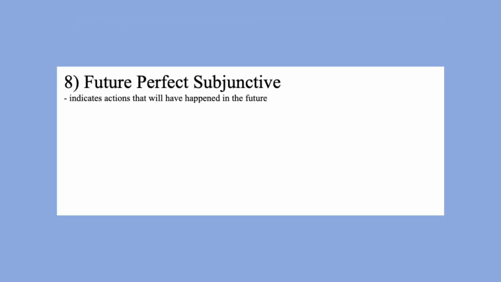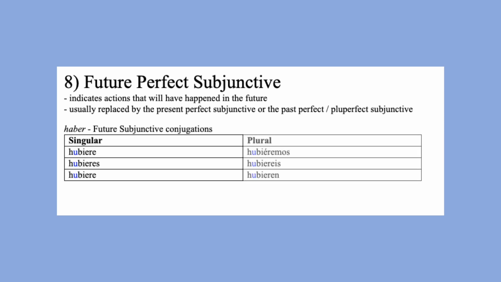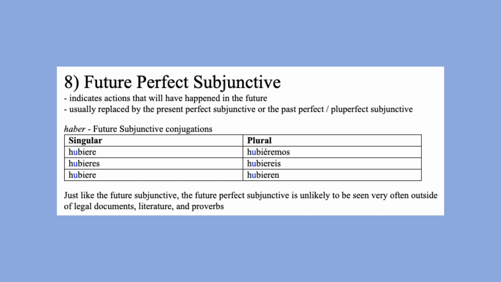The future perfect subjunctive indicates actions that will have happened, but it is usually replaced by the present perfect subjunctive or the past perfect / pluperfect subjunctive. It is not very likely that you will see this outside of legal documents, literature, or proverbs.